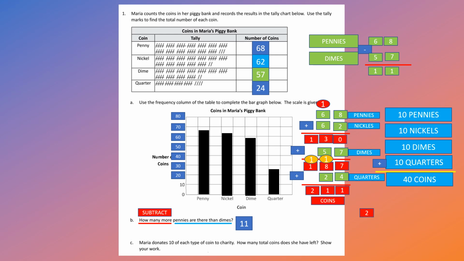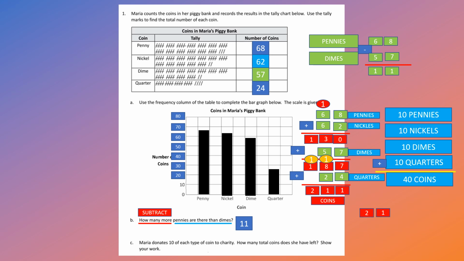Now, I need to see if I need to regroup my ones place. Hold up one finger. Take away 0 fingers. Yeah, I don't need to regroup. 1 minus 0 is 1. But when I get to my tens place, I can't do that.